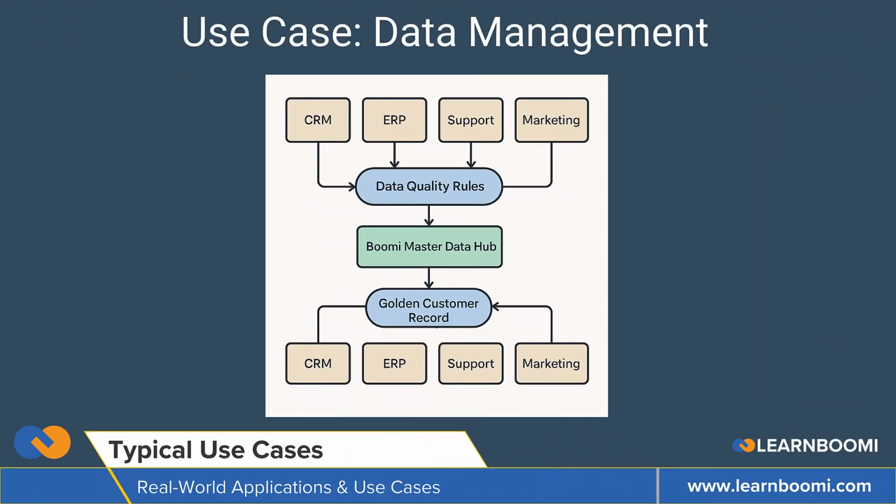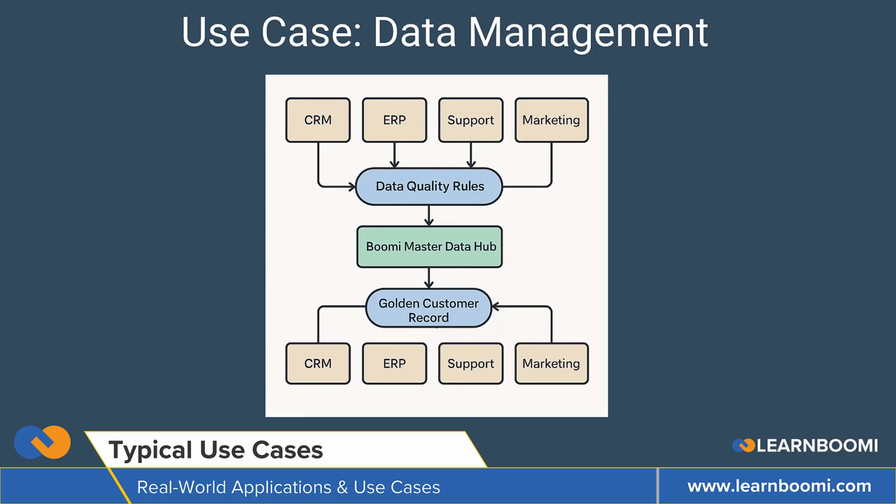The next use case is for data management, which is Boomi Master Data Hub. Let's look at the scenario: creating a single customer view across the CRM, ERP, support, and marketing departments. What is the business problem? A company maintains customer data across four systems: CRM, Salesforce; ERP, SAP; support desk, ServiceNow; and marketing automation, HubSpot. Each system has different data and inconsistent fields like name variations, incorrect phone numbers, outdated addresses, and duplicate customer records. So this causes problems such as wrong customer information in invoices, failed email campaigns, and the support team being unable to identify the customer correctly.